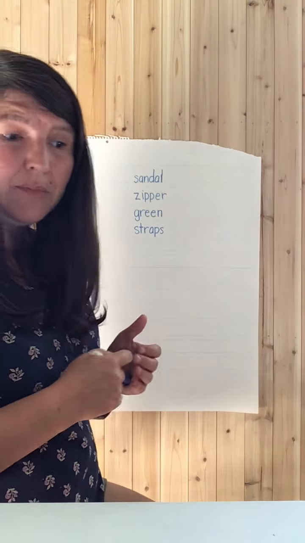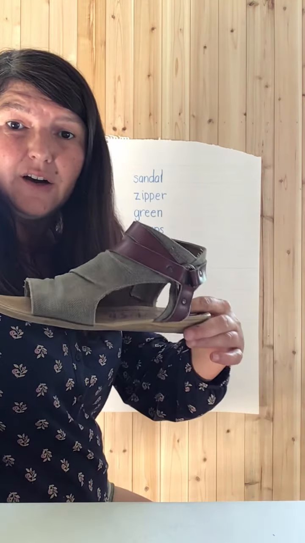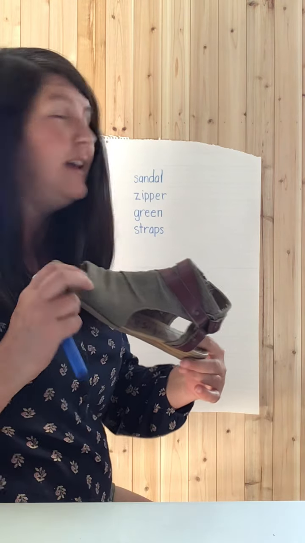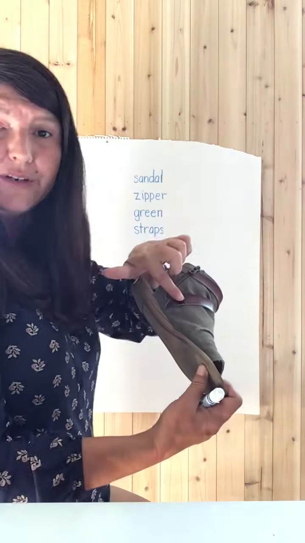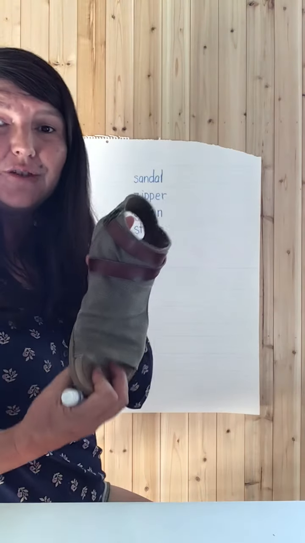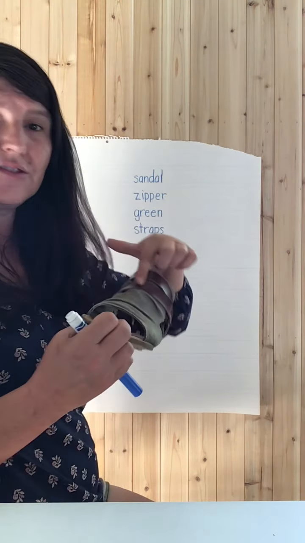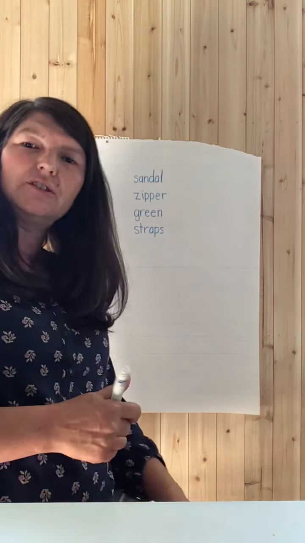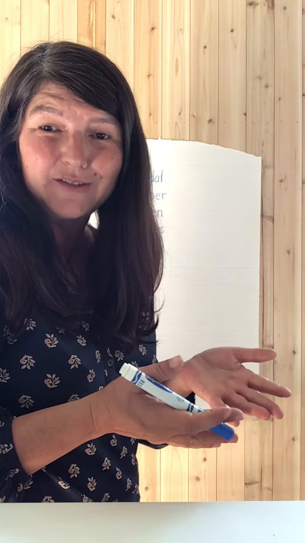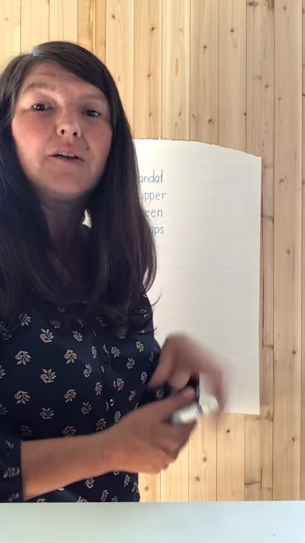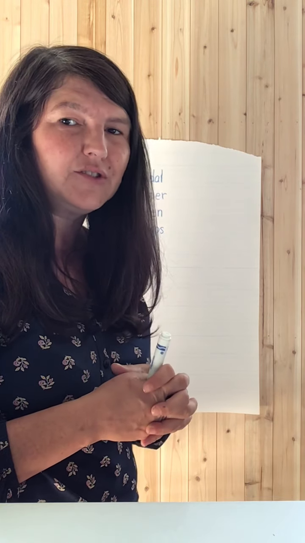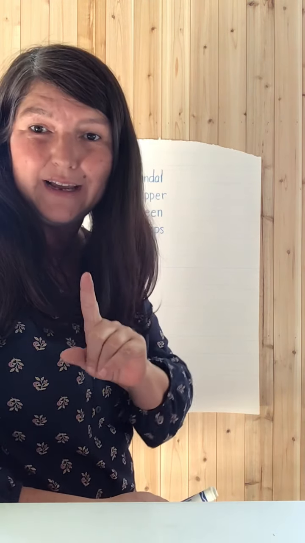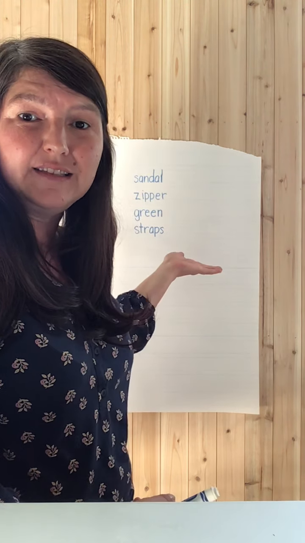So the attributes of my shoe that I've come up with are that it's a sandal, it has a zipper, it's green, and it has straps. So I'm going to say these attributes, and I want you to look at the shoes that you have. If you do not have shoes on right now because you are at home, go ahead and think about a pair of shoes that you do have. Just think of one pair and ask yourself if these shoes have these attributes.